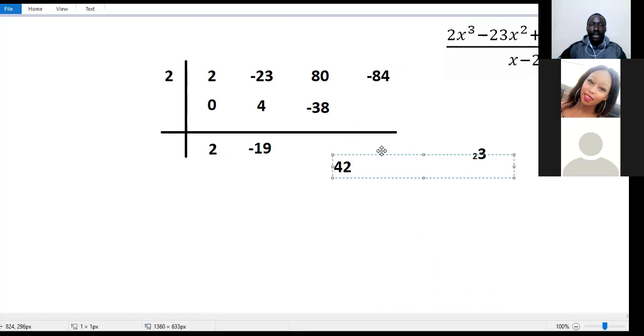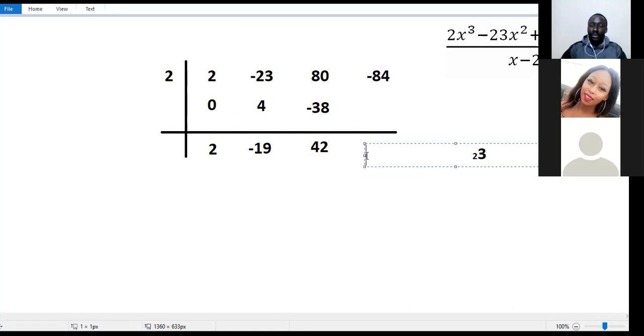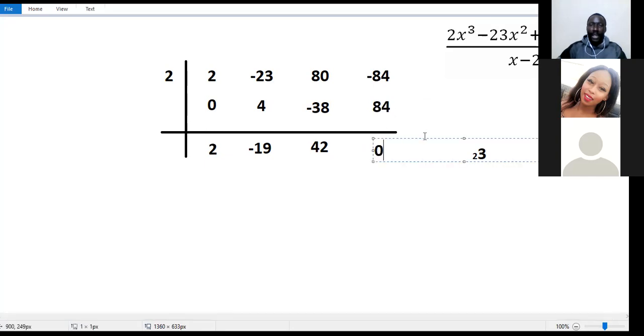Okay, then after that, we are now dealing with 2 that we have to multiply with 42, so that we get 84. And we write it here right away. See, so when we add these 2, what do we get here? We get 0. This is the remainder.